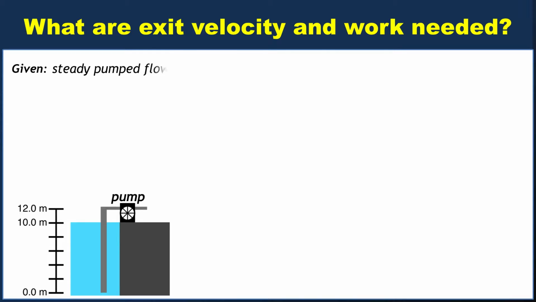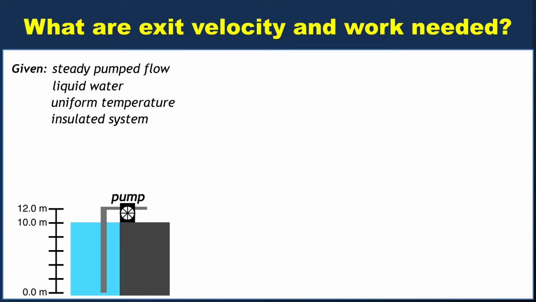We're also told in this system that it's a steady pumped flow, so it's a steady state. We're dealing with liquid water, no phase changes, and it's a uniform temperature. Now, we don't know the temperature, but we know that it's the same at the bottom of the pond as it is when the water comes out at the pump. We're also told that it's an insulated system, so we shouldn't expect a whole lot of heat transfer.